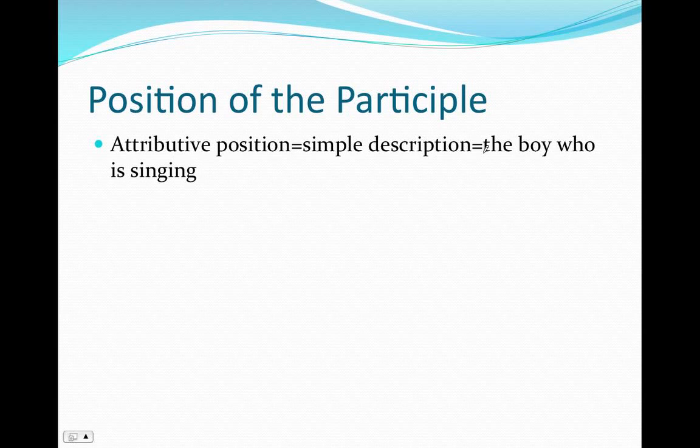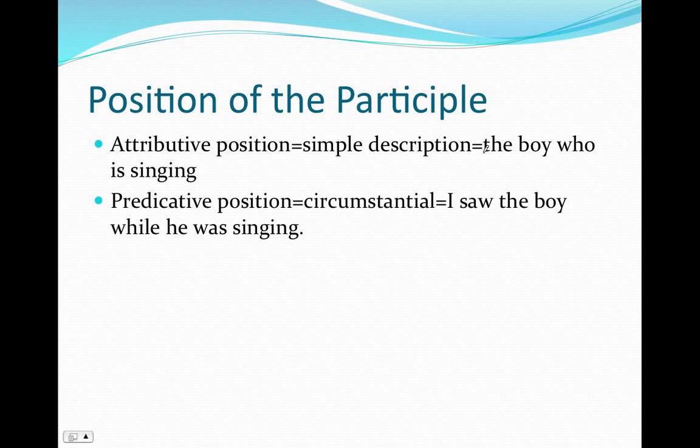The other position, the predicative position, is a circumstantial participle. It shows us the circumstances. And this is a very common way to use the participle. So I saw the boy while he was singing. Right? The circumstances of me seeing him were his singing. And in this case, that participle would be in the predicative position outside of that article-noun pair.